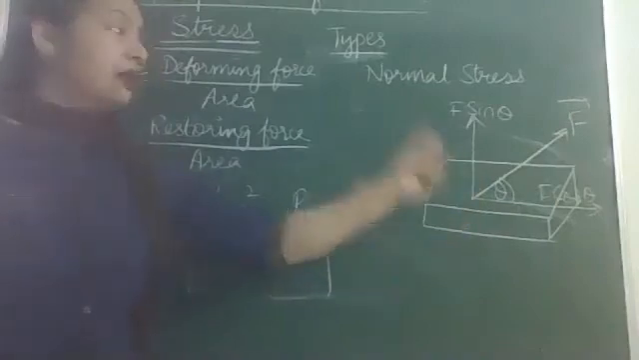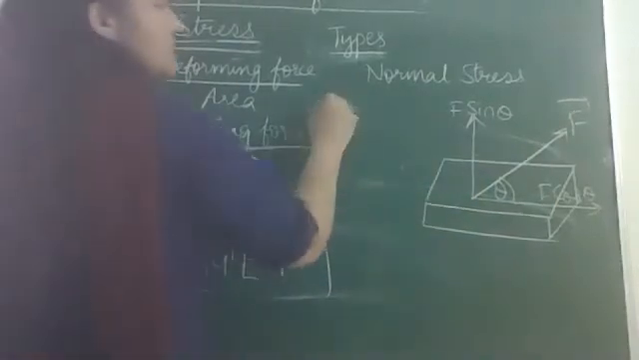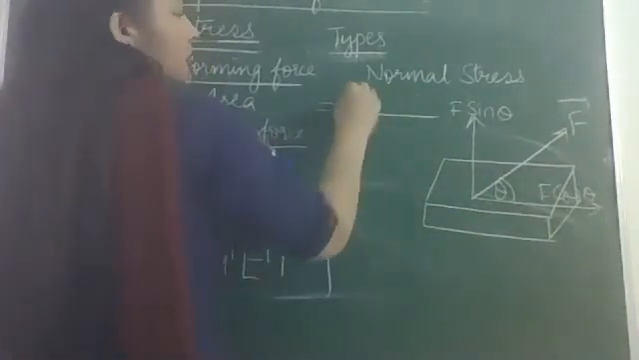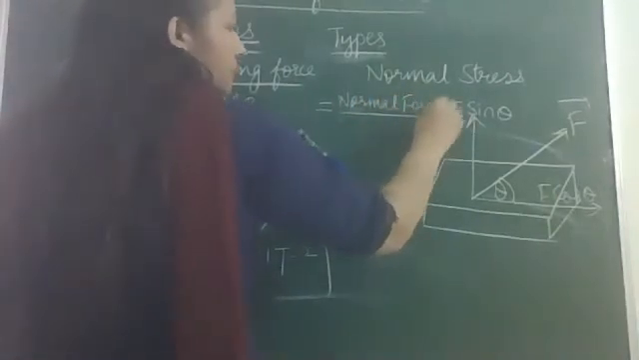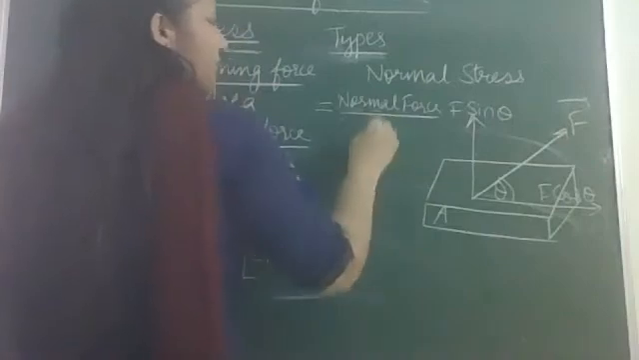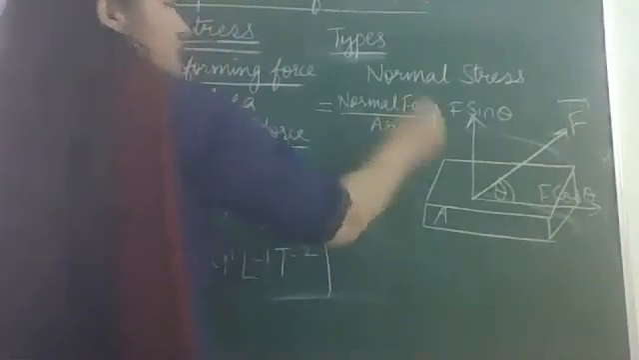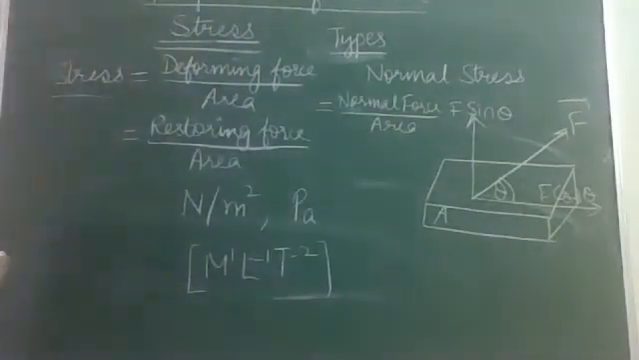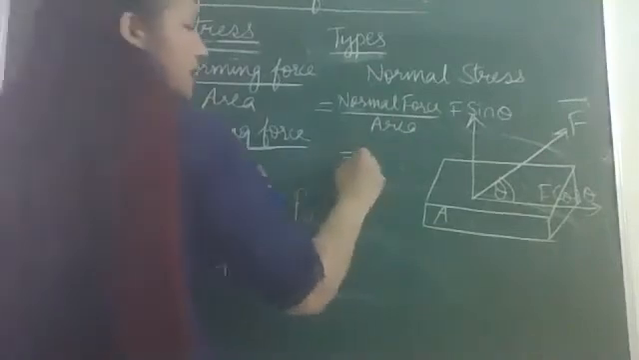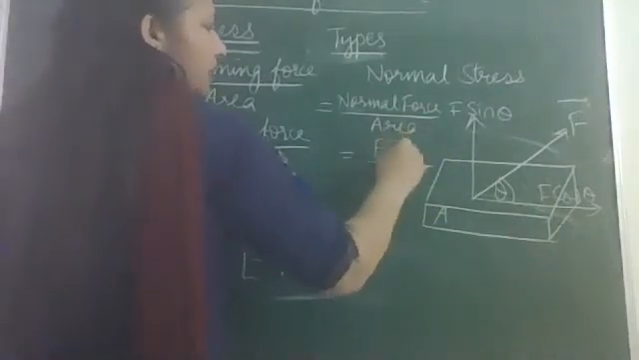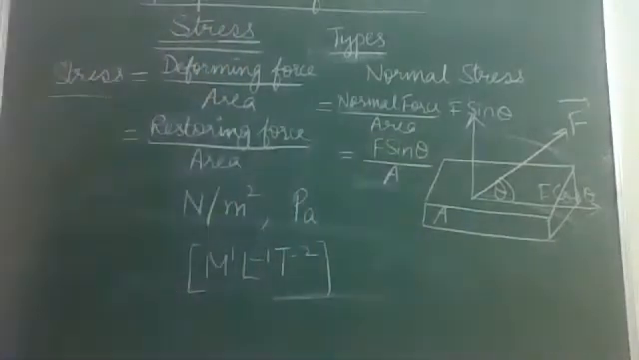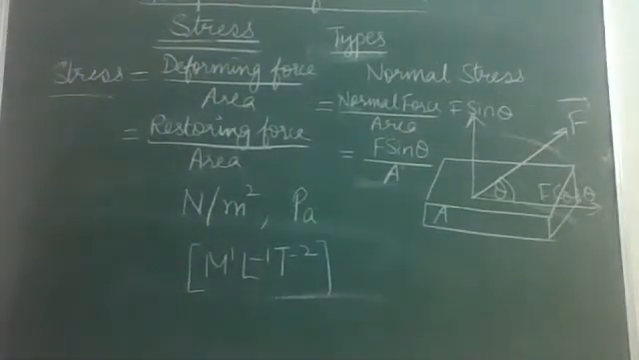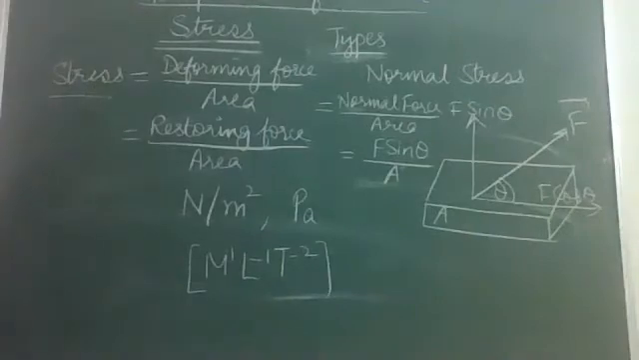F sin theta. So when we are writing normal stress, it will be normal force per unit area. Suppose the area of the object is A. So normal force per unit area is called normal stress. So in this particular example, it is F sin theta upon A.